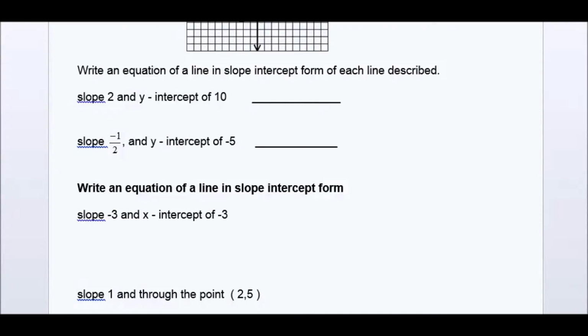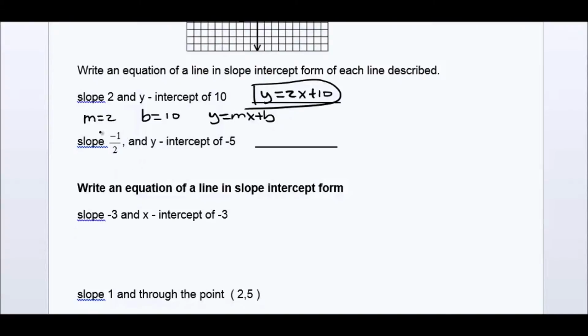Okay, so now what we're going to do is write equations of lines in slope-intercept form given different things. So here we have our slope, which is 2. We have our y-intercept, which is 10. And the reason I'm writing it like this is to let you know that now that you have that, you just plug it into our equation in slope-intercept form. So y is equal to your m, which is 2, x plus b, which is 10. And that's it. We are finished. This is our equation in slope-intercept form.